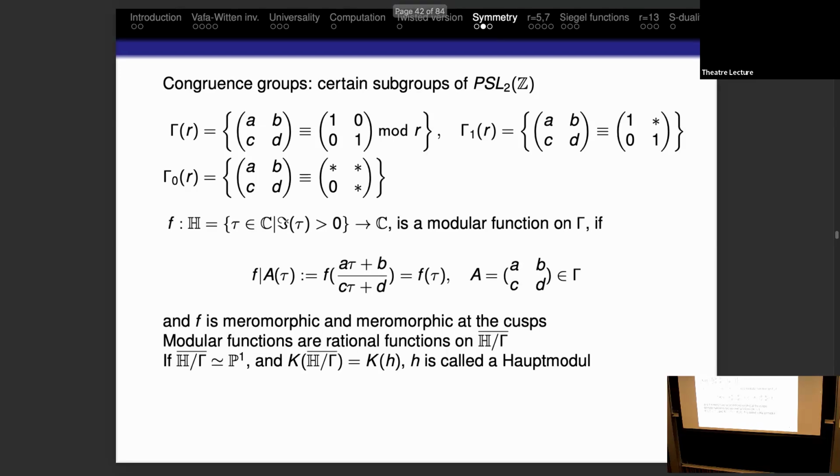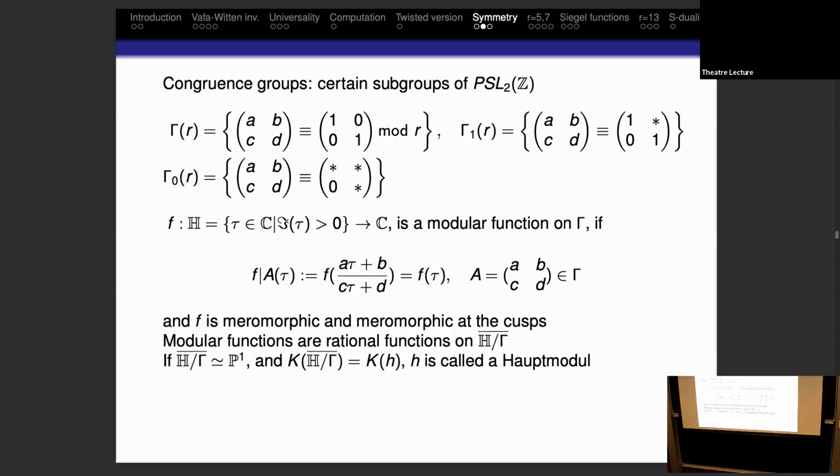If we have such a congruence subgroup, we can look at the upper half plane. A function f from the complex upper half plane to the complex numbers is a modular form on Γ if it is invariant under the action of the subgroup, where the action is by fractional linear transformations. So the matrix (a b; c d) acts by sending tau to (a tau plus b) divided by (c tau plus d). It turns out to be an action. In addition, we ask that f is meromorphic on the upper half plane, and it's also meromorphic at the cusps.